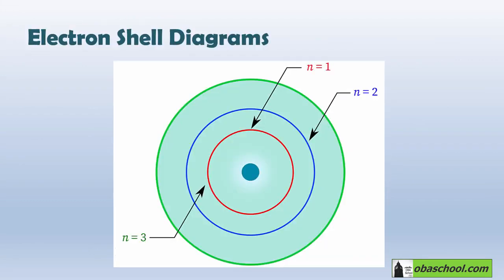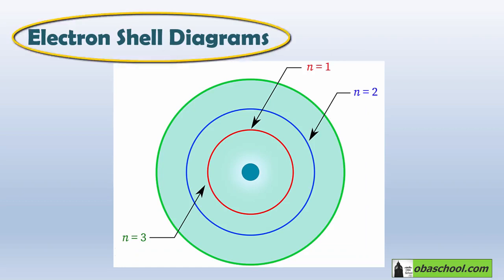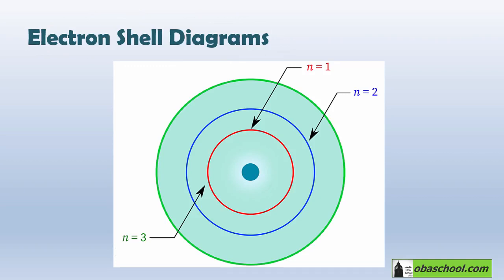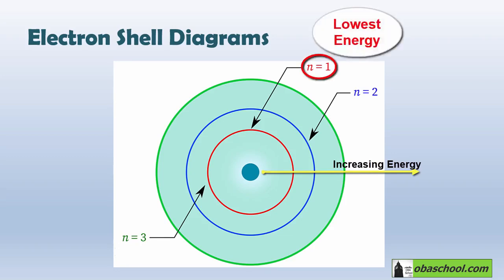So here is a diagram showing the electron shells or electron energy levels. As you can see, we have here the first energy level whose number is equal to 1, and this is shell number 1. And this is the second one, which is shell number 2, and this is the third energy level. And of course, we have more energy levels. Energy will increase as we get further from the nucleus. So the first one is lowest in energy because it is the nearest to the nucleus.